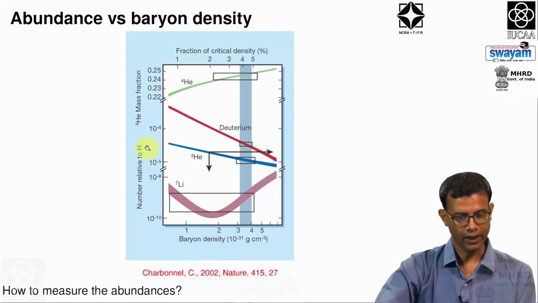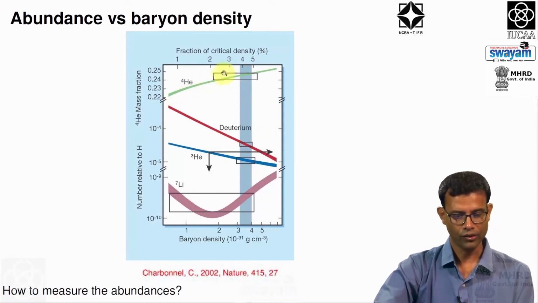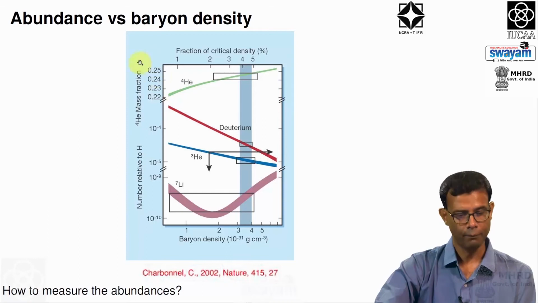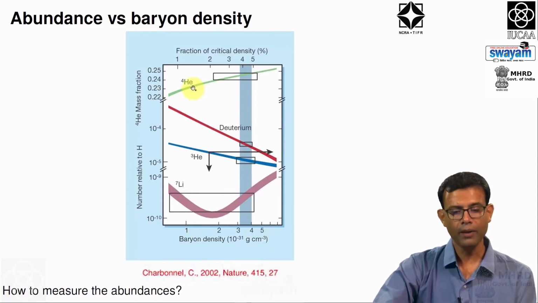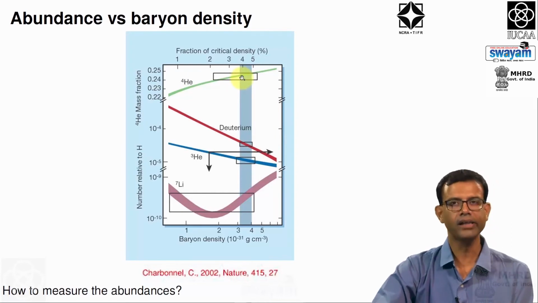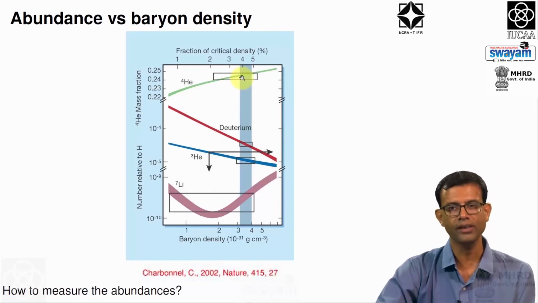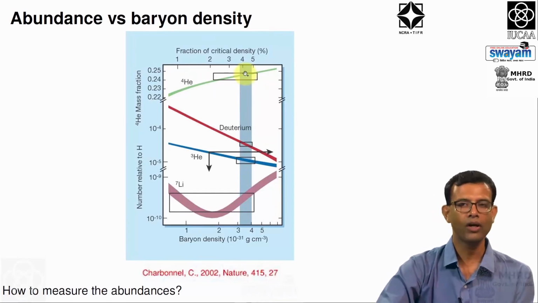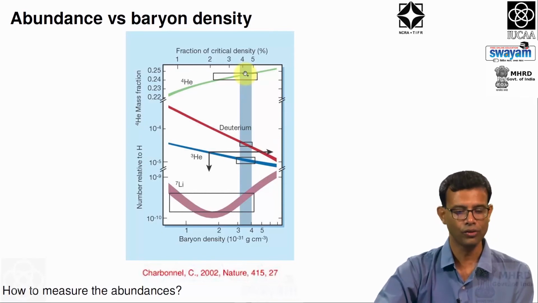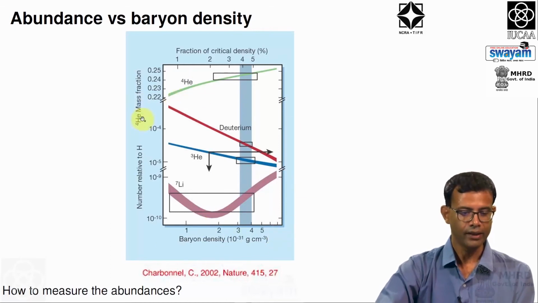So, if you look at this green solid curve, it gives you the helium mass fraction as a function of baryon density. All these calculations will depend on how many baryons you put in the universe, because the reaction rates will change. The more baryons you put, reactions in general will go faster. So, some species will be created more efficiently, some species will be destroyed more efficiently, and so on. So, all these things will be a function of the baryon density.